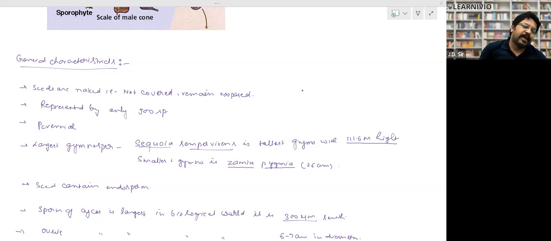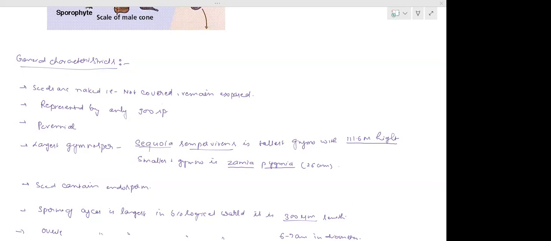Next point. They are perennial plants. P-E-R-E-N-N-I-A-L. What does it mean? Tell me. What does it mean by perennial?